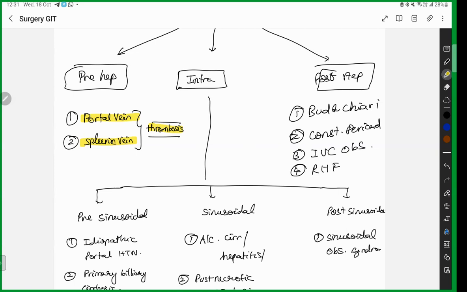So management is going to be nothing but transplantation. Then your Budd-Chiari syndrome, segment 1 hypertrophy. Budd-Chiari syndrome is going to be hepatic venous outflow occlusion. The cause of occlusion is either prothrombotic or a web in your outflow vessels.